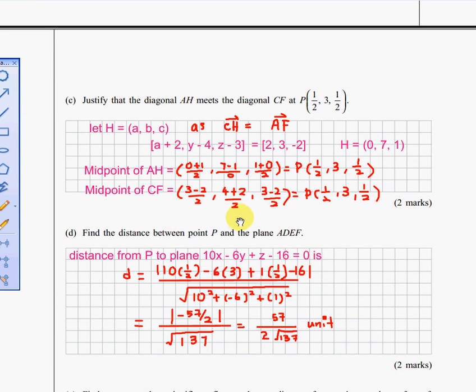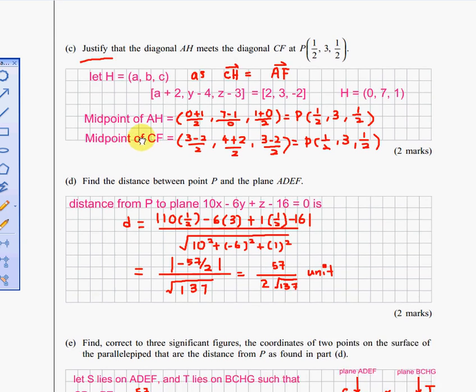And then here it gets interesting. Again, using the knowledge that these two vectors are the same, you need to find the coordinates of point H. Because your task is actually to justify, not to find, all I need to do is show that the midpoint of AH is P, and the midpoint of CF is also P. Then my task is done.